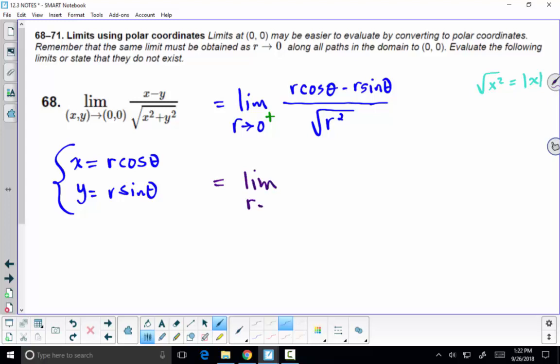If you're going to go just through positive values, then yes, the square root of r squared is r. The r cancels with each of the r's in the numerator, and we get that.